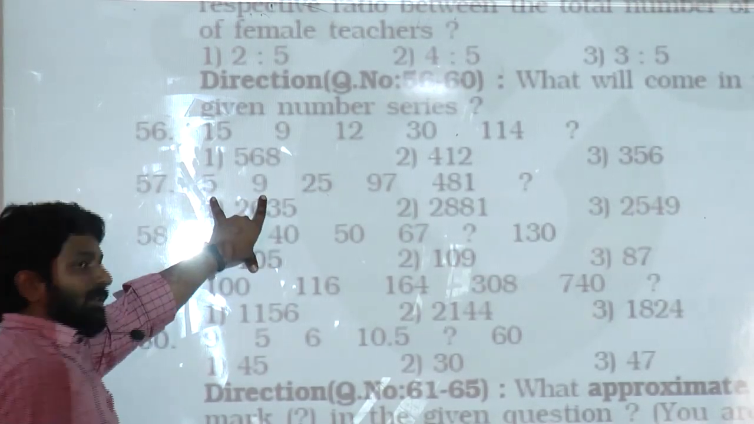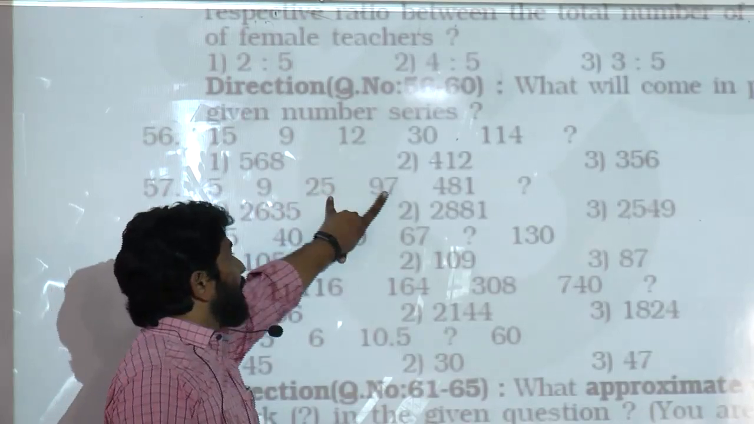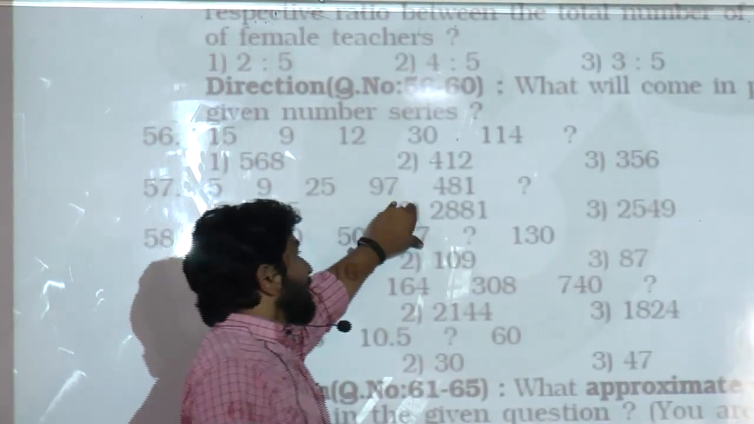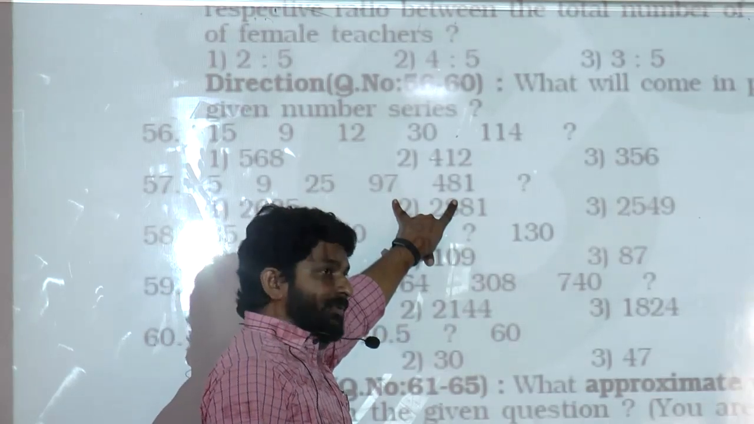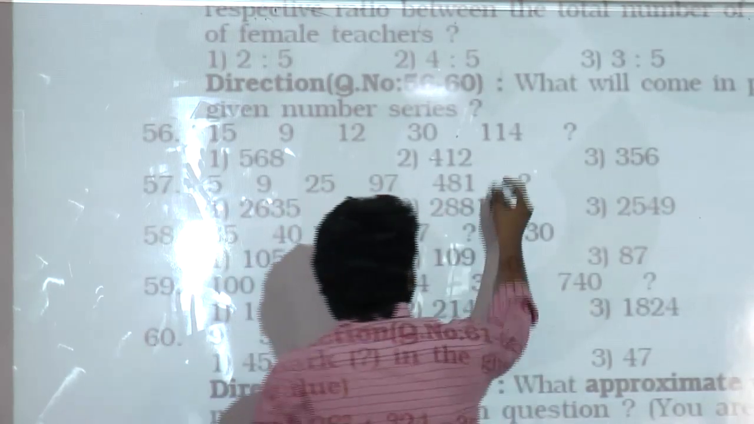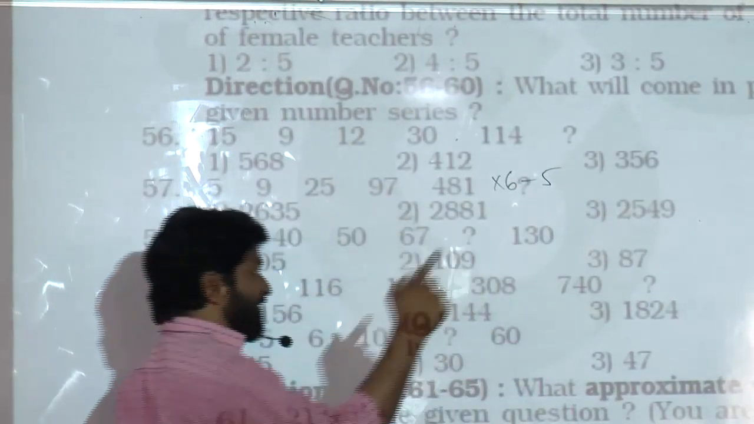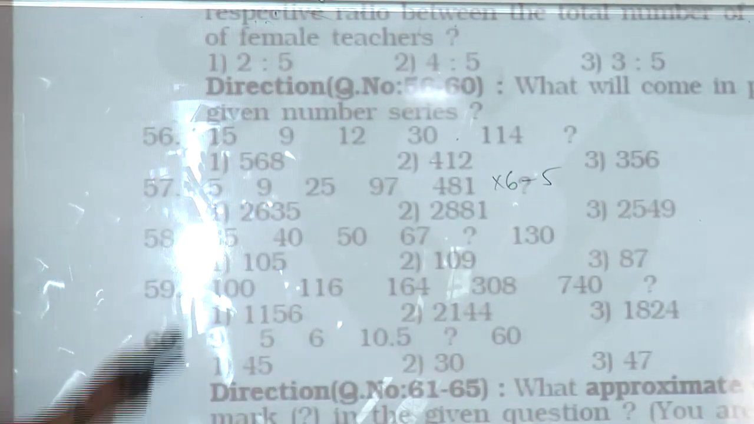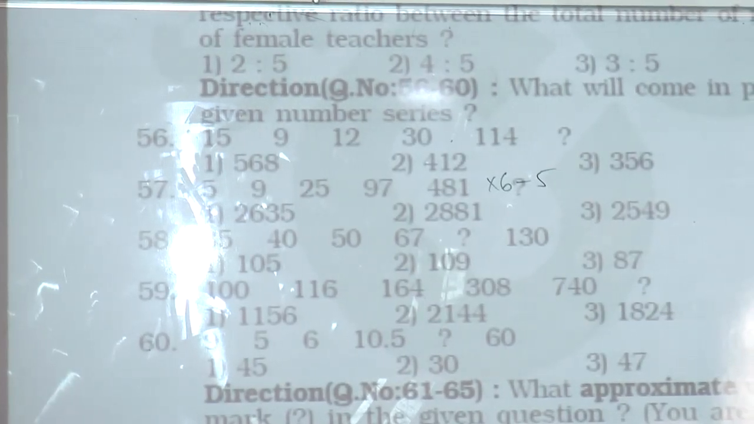Into 2 minus 1, into 3 minus 2, into 4 minus 3, into 5 minus 4, into 6 minus 5. Into 6 ends with 6, minus 5 ends with 1. Only one option, 2881. Go for last digit verification.